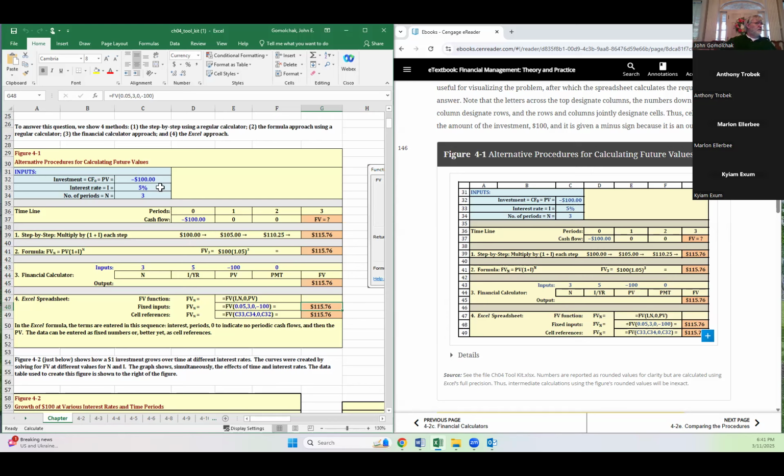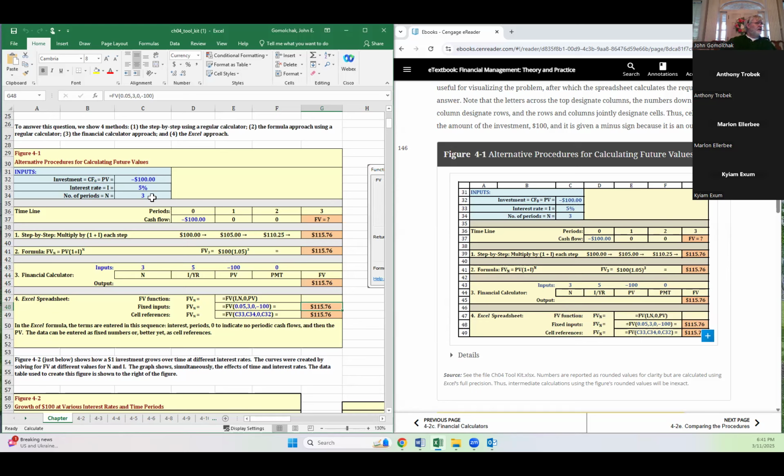I is going to be the percentage of the interest rate. So in this case, they're using 5%. And there's a number of periods so it's going to be 3. So 3 periods here. Timeline shows here 0, 1, 2, 3.